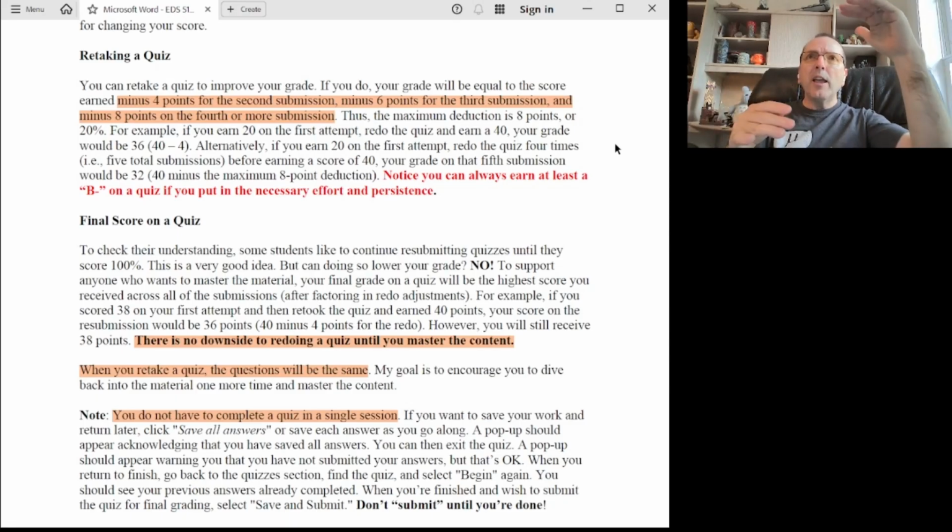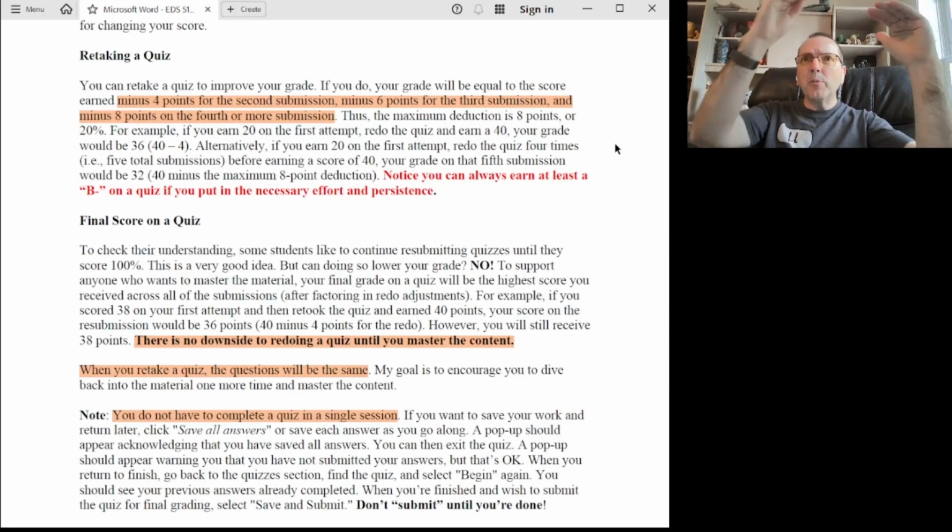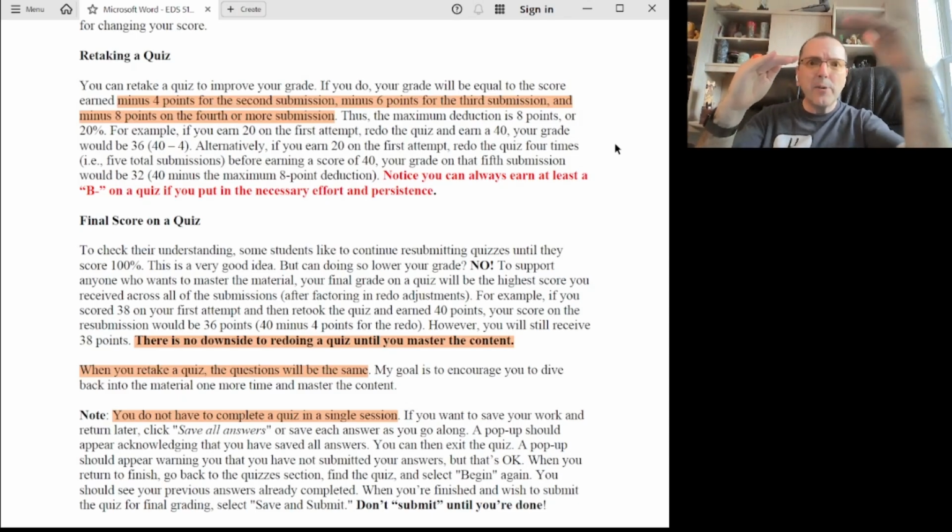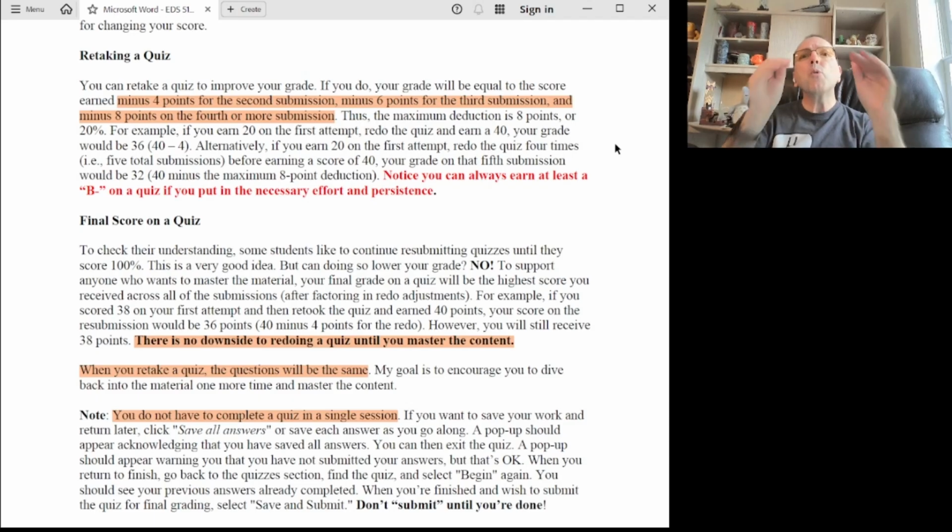So if you got 39 the first time and then you redo it and you get 100%, but now it's 36, you still get that original 39. Your score never goes down with a redo. There's no downside to doing it. Whichever submission has the highest is the score you get.